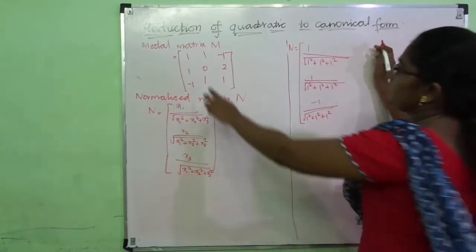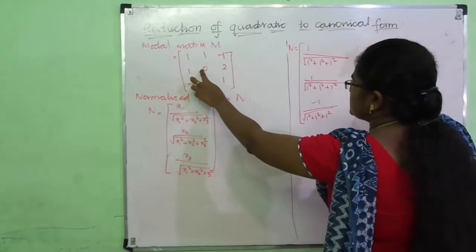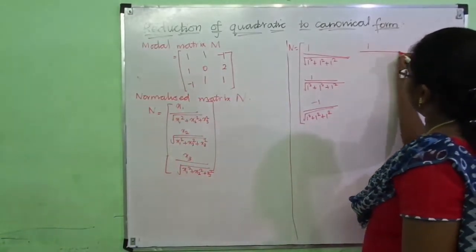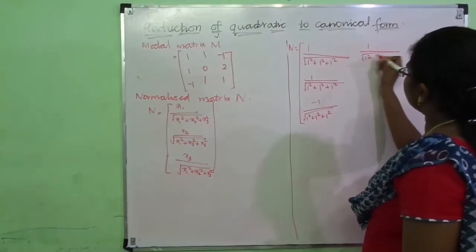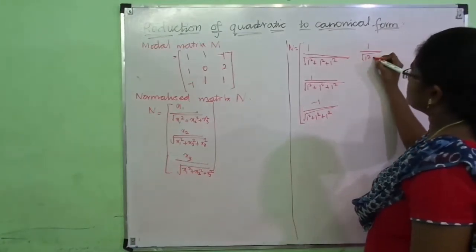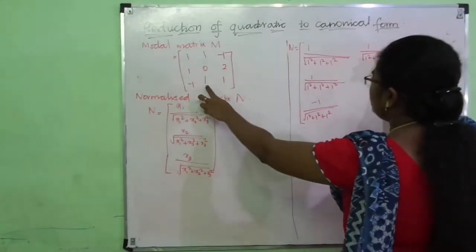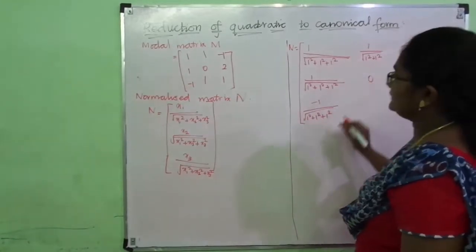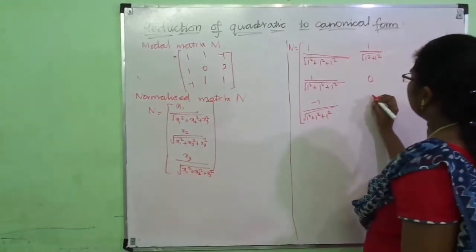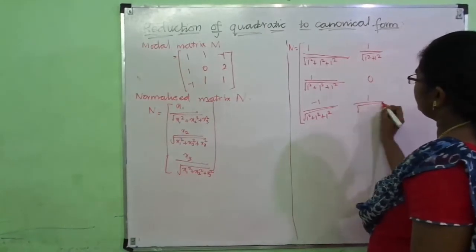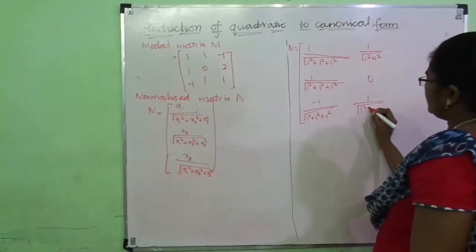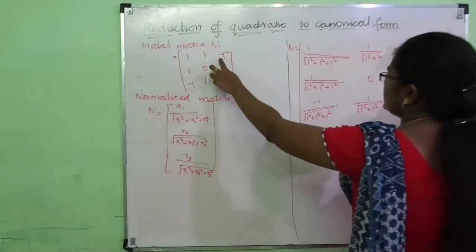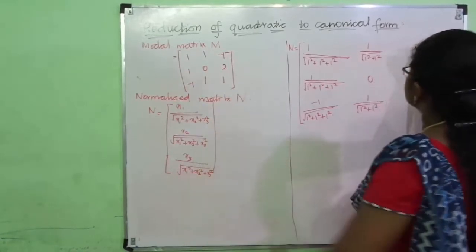Then the second column, x1 value is 1, x2 value 0 and x3 value is 1. X1 value 1, 1 divided by root of 1 square plus 0 square will be 0, then again 1 square. Then x2 value is 0, 0 divided by anything will be 0. Then third value, x3 value is 1, 1 divided by x1 value 1 square, x2 value 0 and x3 value is 1 square. The third column, x1 value is minus 1, x2 value is 2 and x3 value is 1.